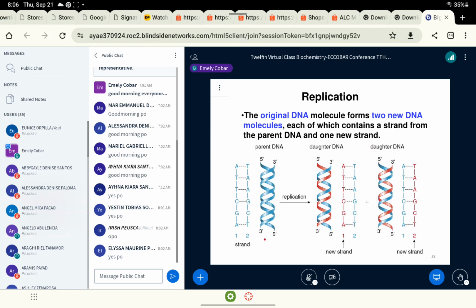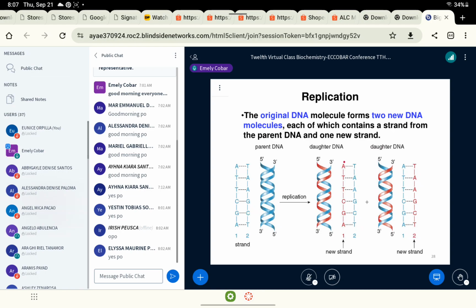Okay? So that's it. Now, during replication, mag-unwind ito. Pag nag-unwind yan, class, each strand will serve as a template. So, let's have muna the strand. Yung isang strand, the one that is running from the 3' end, ito yon. Yan yung kulay blue. That is from the parent, di ba? Parent DNA. Which is colored blue here. So that's T, A, A, G, C, T. Ito yung strand number 2 sa parent DNA.